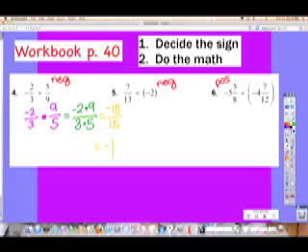But Jacob said that's actually what? 1/5. How many of you agree with him? Good job, Jacob. So negative 1 and 1/5. Let me see how many of you got the same thing. Perfect.